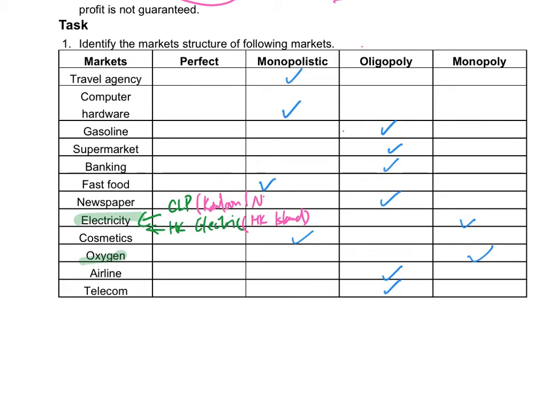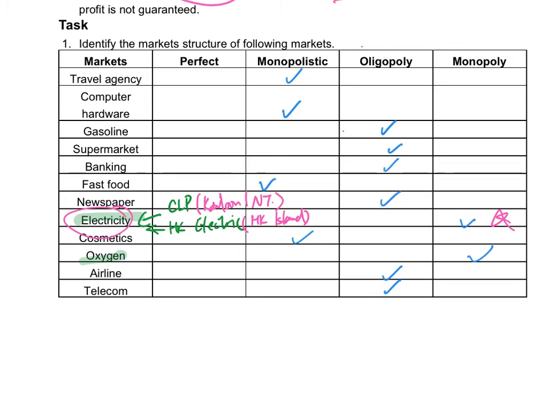Kowloon or New Territories, either way, it belongs to the CLP. So actually, in one location there's only one service provider, so that's why it's a monopoly. And this electricity market is very famous. It appears many times in the DSE. Okay, so please remember this.